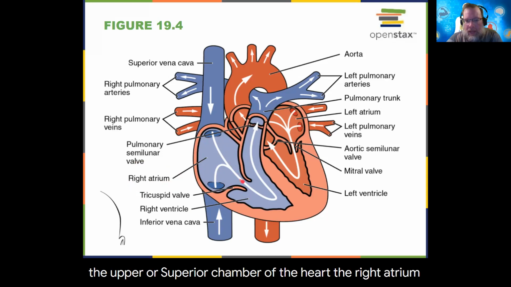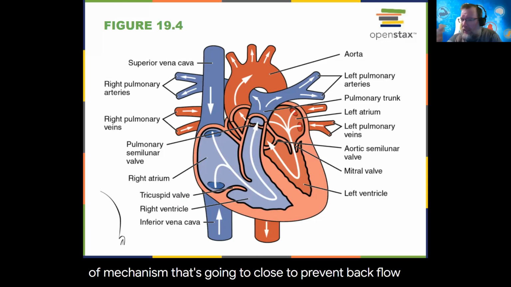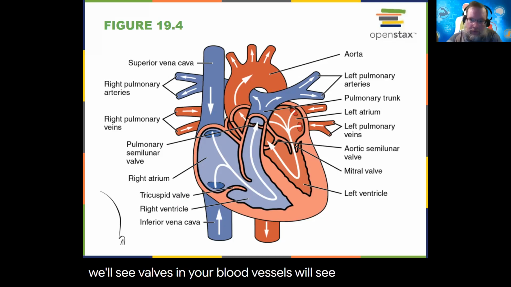Okay, the right atrium. And then we have what's called a valve. This is probably one of the first valves we've really seen this semester. We're going to see valves more throughout the rest of the semester. So, this is really one of your first introductions to a valve. A valve prevents backflow. So, a valve is basically a series of different types of flaps or some sort of mechanism that's going to close to prevent backflow. So we'll see valves in your blood vessels. We'll see valves in the digestive system. So anyway, a valve prevents backflow.